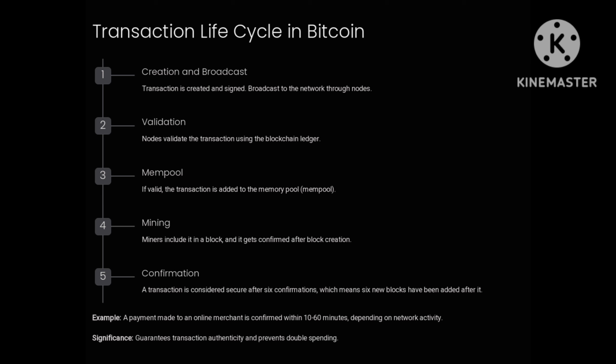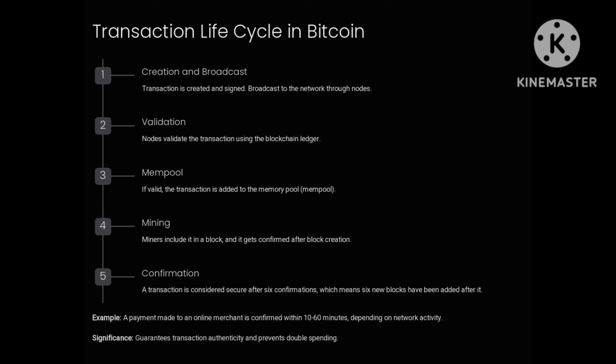1. When a transaction is created, it's signed and then sent to the Bitcoin network. 2. The network's nodes validate this transaction against the blockchain. Nodes check whether the sender actually has sufficient Bitcoin and whether the transaction format is correct. 3. Once validated, the transaction enters the mempool, a temporary holding area. 4. Miners then pick transactions from the mempool to include in the next block.